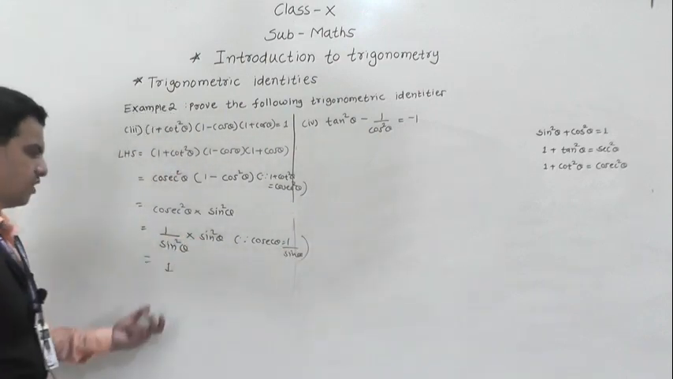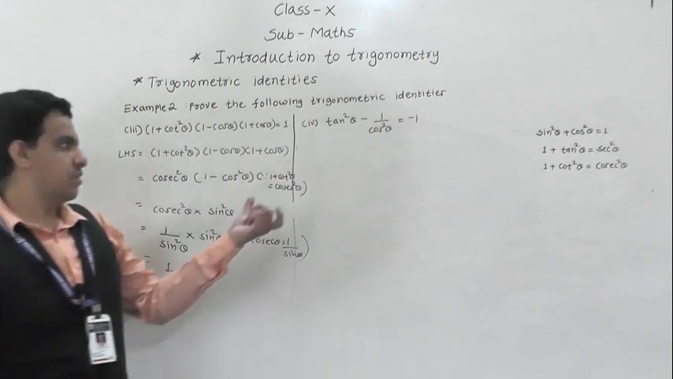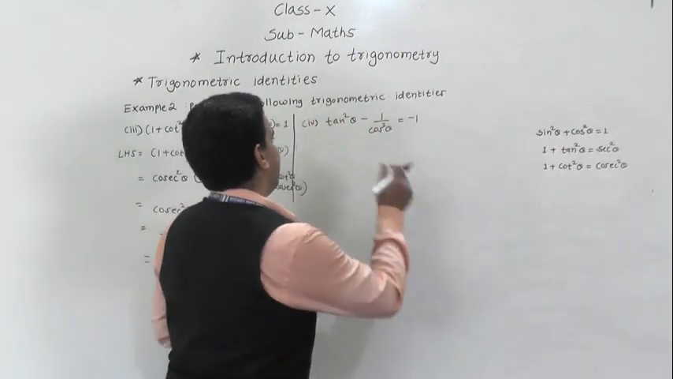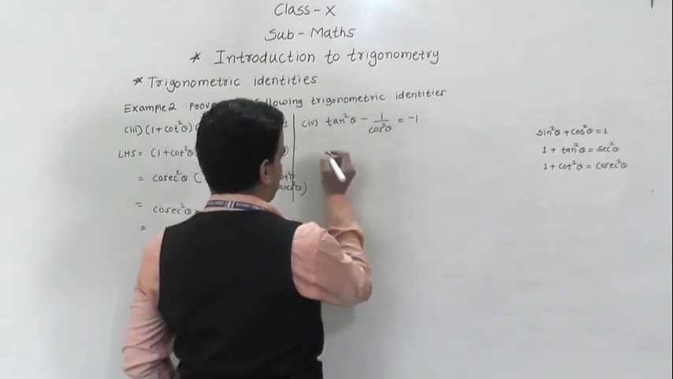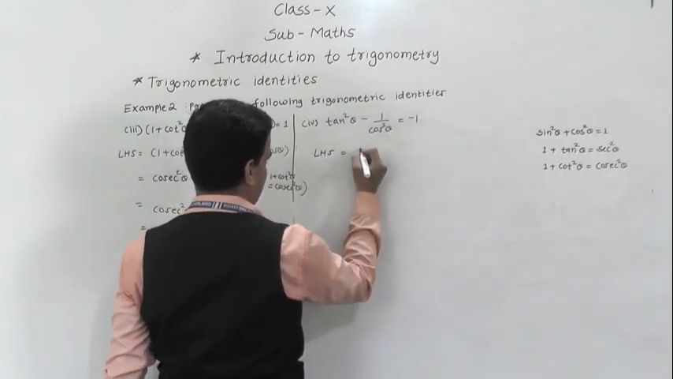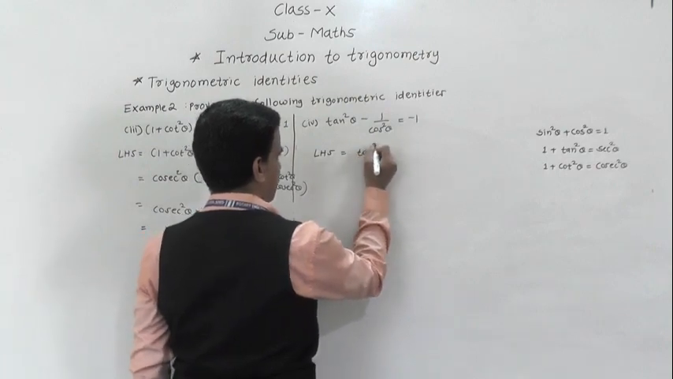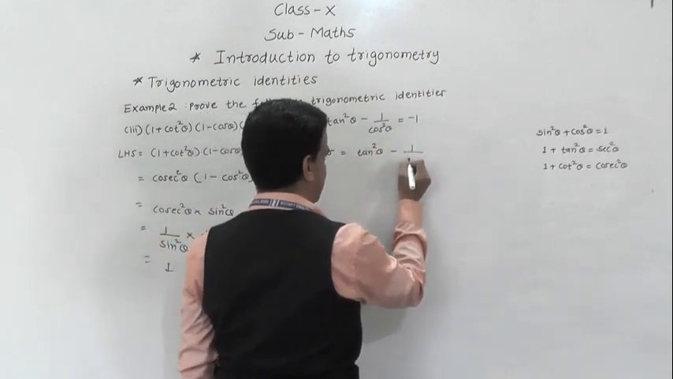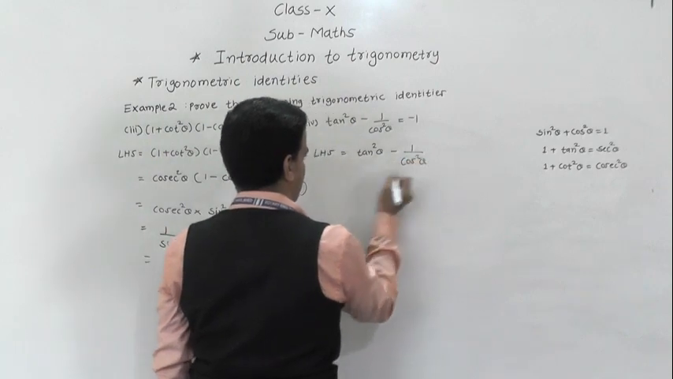So we have value is a 1. Okay. Then fourth one, tan square theta minus 1 upon cos square theta is equal to, we have to show that it is a minus 1. So I am writing first LHS, tan square theta minus 1 upon cos square theta.